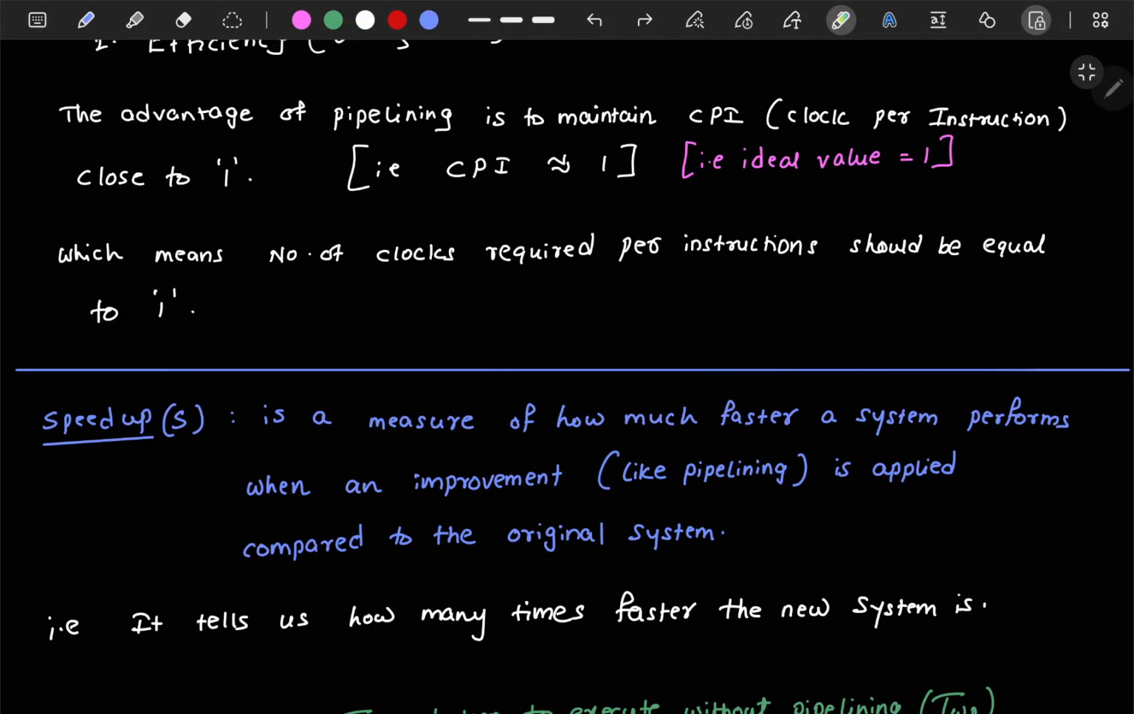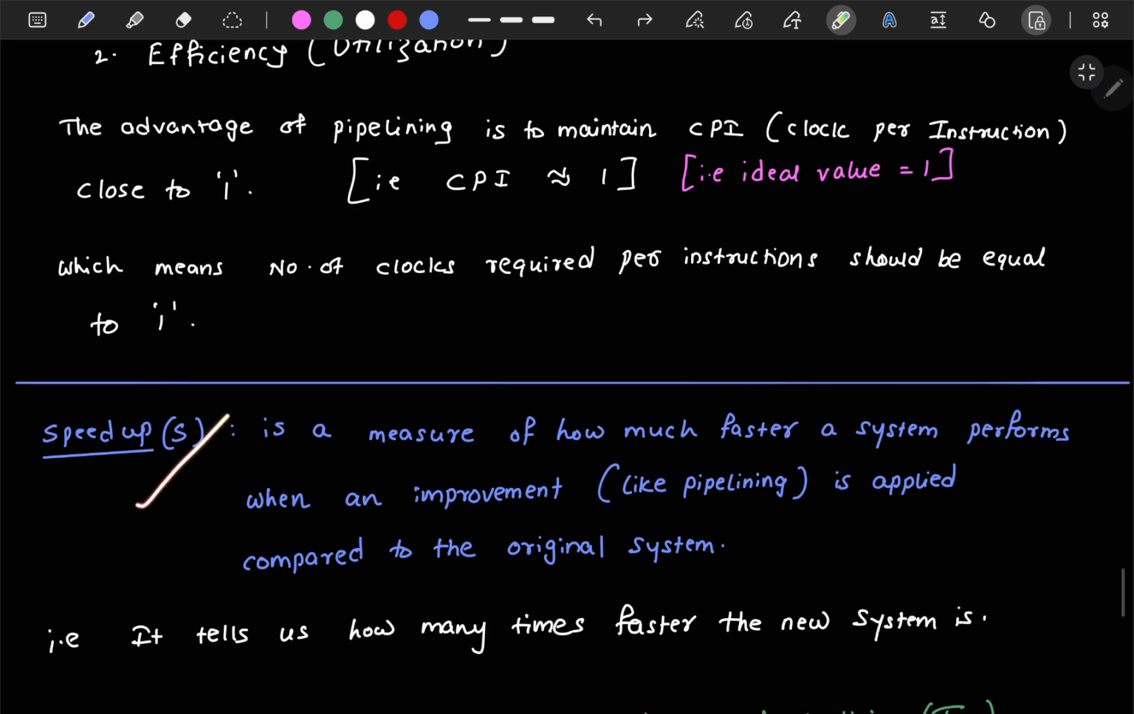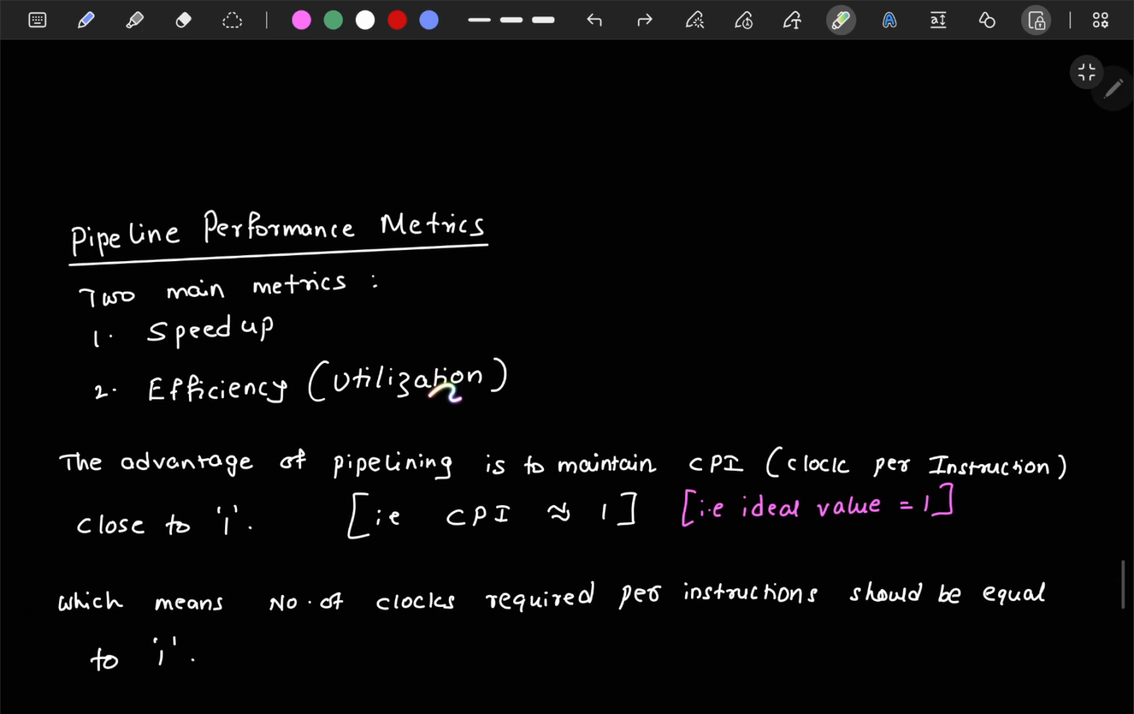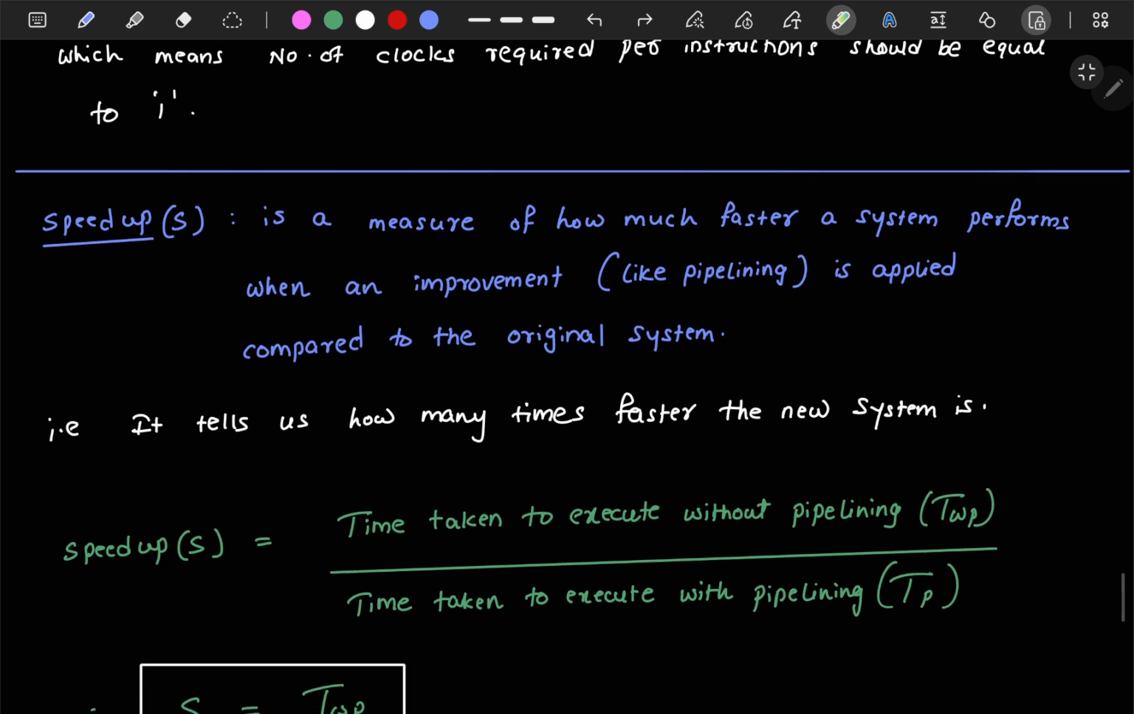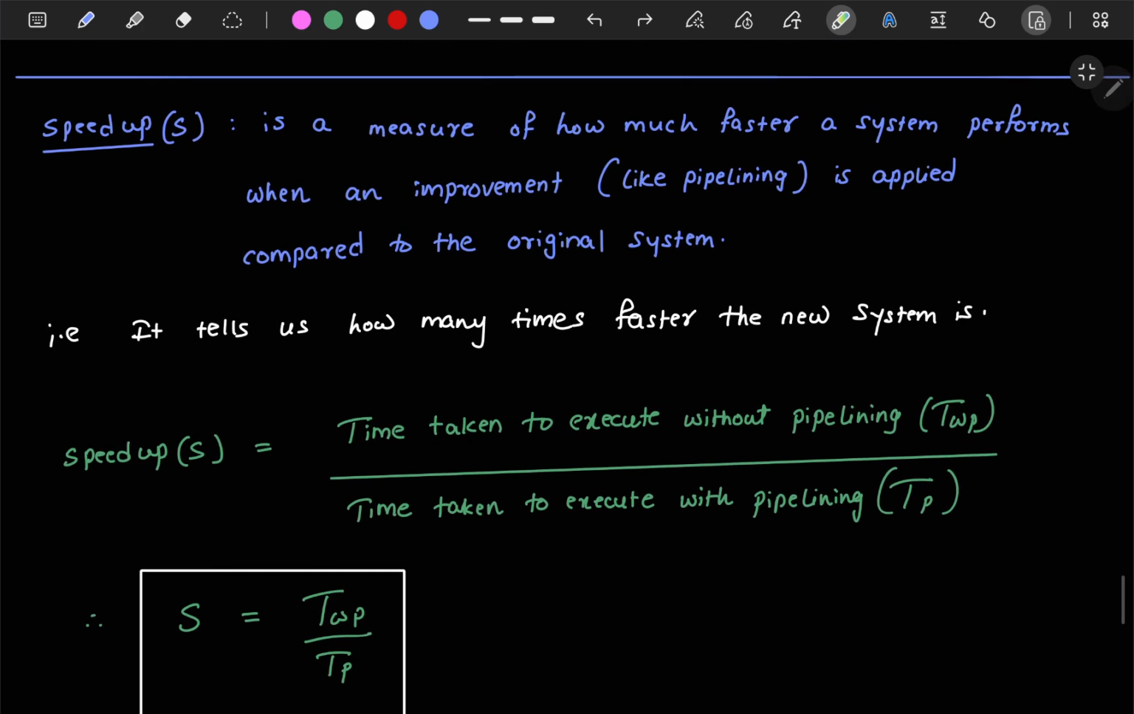So hello everyone, in this lecture we are going to see one more performance metric, which is speed up. We had already seen efficiency in a previous lecture. This is also one of the performance metrics of pipelining. Now in this lecture we will see about speed up. So what is speed up?